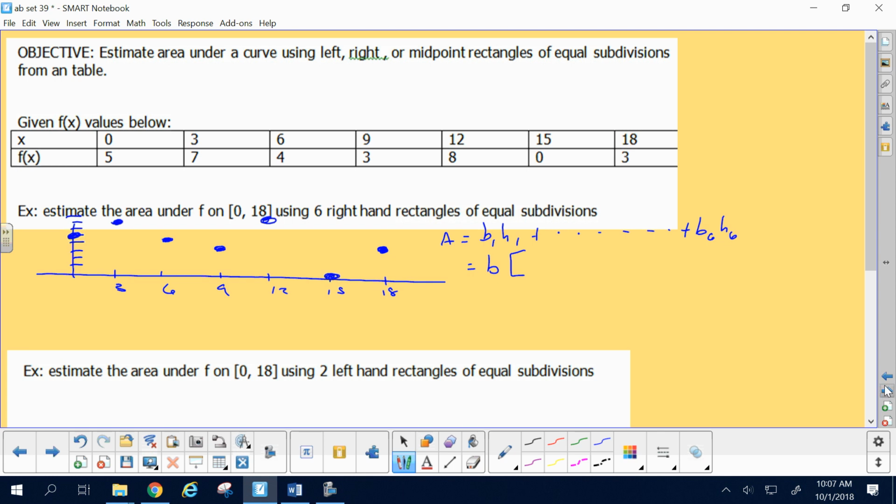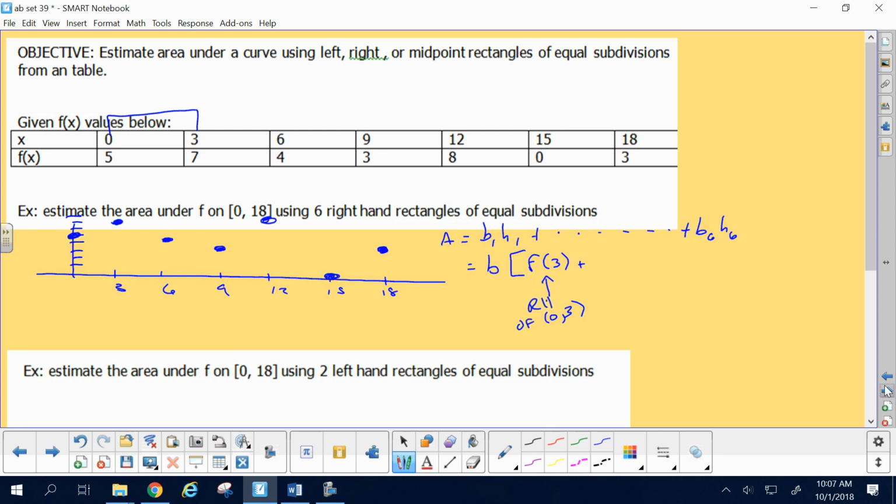The heights will be from the function itself. Now let's start to get into details. If I use right-hand rectangles, then look here. If in this first subinterval it goes from 0 to 3, then what's my right-hand height going to be? F at 0 or F at 3? F at 3. So my first height is F at 3. That's the right hand of the 0 to 3 interval.